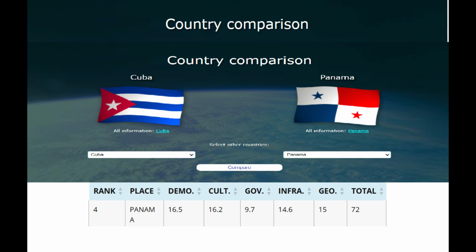So the biggest similarity is that they're both Spanish-speaking mixed-race populations with Catholic heritage. The difference is that Panama has a more diverse ethnic mix, including large Asian and indigenous communities, and a stronger Protestant influence due to the U.S. presence.